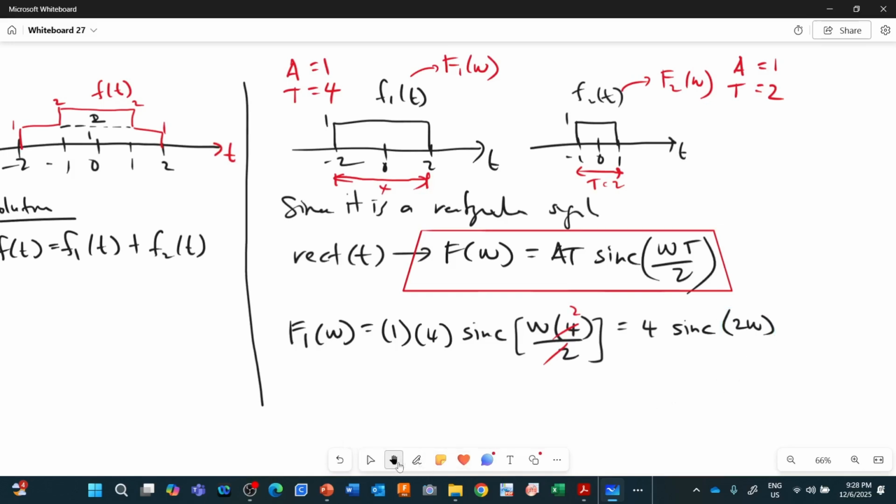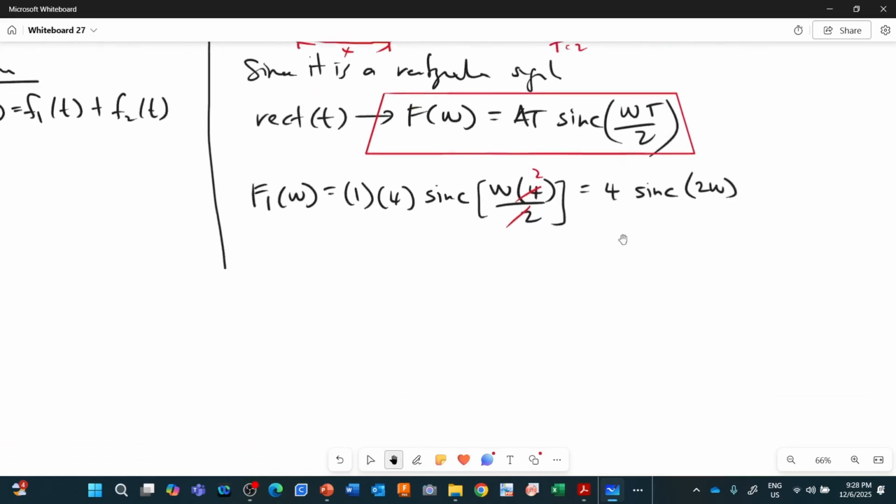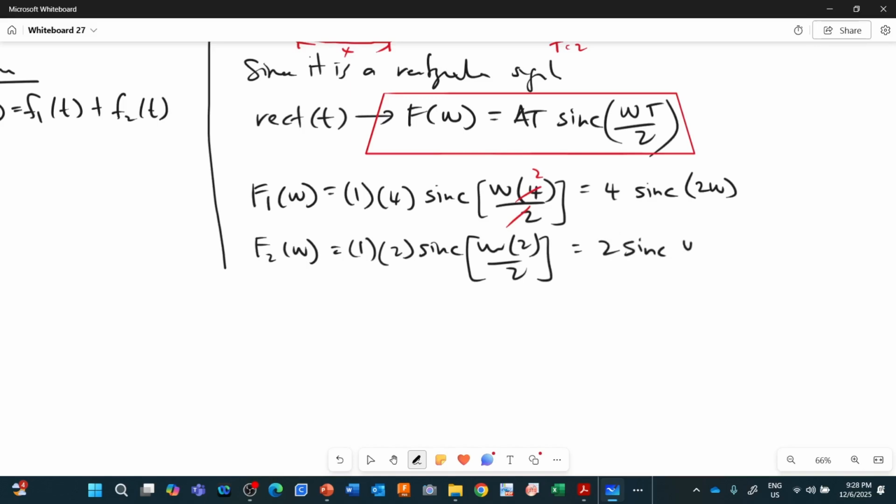Okay, so next, try to do for F2. F2 omega. Okay, what's the answer? So A is 1, T is 2, sinc omega 2 over 2. So you get 2 sinc omega. Therefore, F omega equal to F1 omega plus F2 omega.